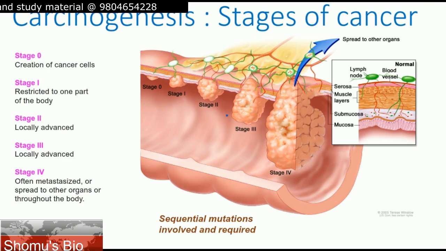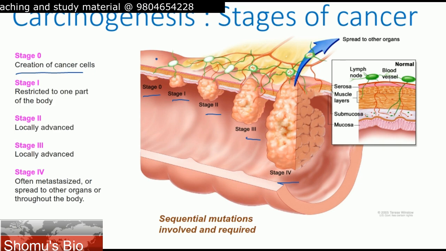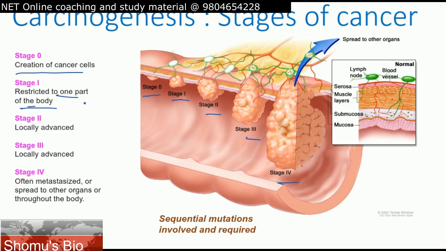Now the multi-stage process begins with stage 0, 1, 2, 3 and then finally 4. Stage 0 is where there is just a creation of cancer. What do we mean by this particular stage? Creation of cancer means there is a mutation, the primary mutation that drives one type of cell to become cancerous. Now stage 1, where the cancer cell has a small modification, a mutation of the gene, but it's restricted to one part of our body.